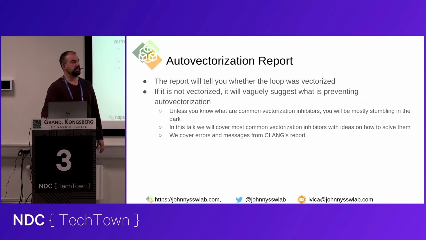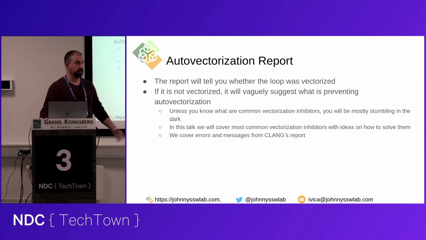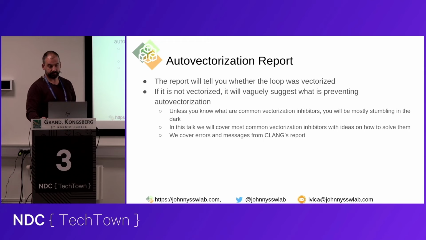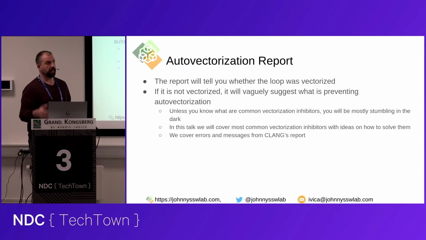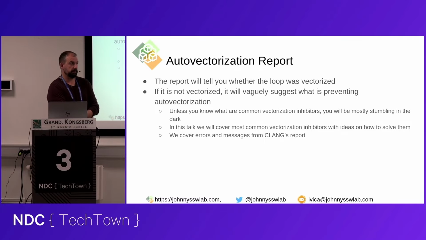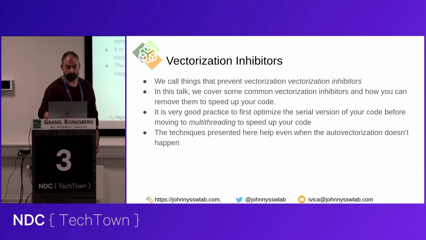If you are inexperienced with auto-vectorization, it is very difficult to speed up your loop by just looking at the vectorization report and figuring out what you need to do. And that's why you're here. Today we'll learn what the common vectorization inhibitors are that prevent automatic compiler vectorization and how you can get rid of them. We cover error messages from Clang's report. GCC has a different report, and it looks different. In my opinion, Clang is a bit better and more readable, but many people in embedded use GCC, so that's also an option.